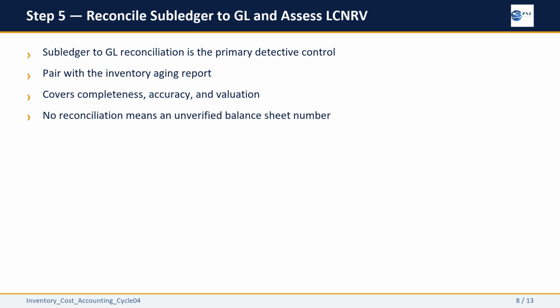The final step closes the loop on the numbers themselves. The inventory subledger versus general ledger reconciliation is the primary detective control over inventory. Combine it with the inventory aging report, which drives your lower of cost or net realizable value assessment, LCNRV, and together they give comprehensive coverage of completeness, accuracy, and valuation. Now here's the warning. If neither reconciliation is being performed regularly, the inventory balance sitting on the balance sheet is essentially unverified. That's a number nobody can stand behind, and for a material asset, that should concern you immediately.